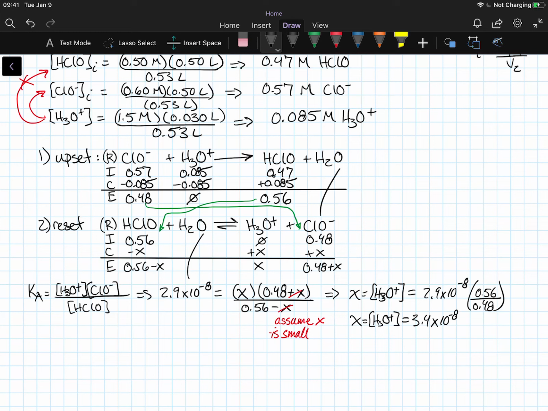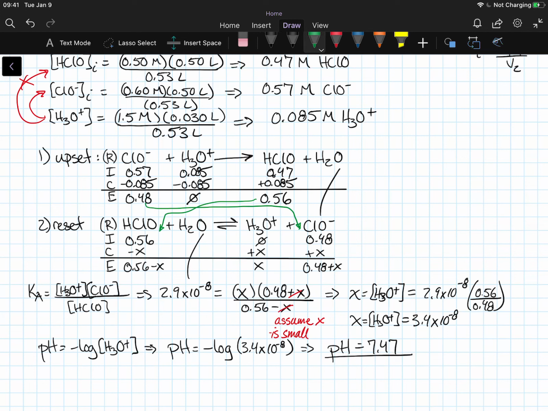We want to know what the pH is. That's equal to the negative log of the H3O plus. So plugging all this in, pH is equal to negative log of 3.4 times 10 to the negative 8th. Our final pH, we made it all the way through, 7.47.